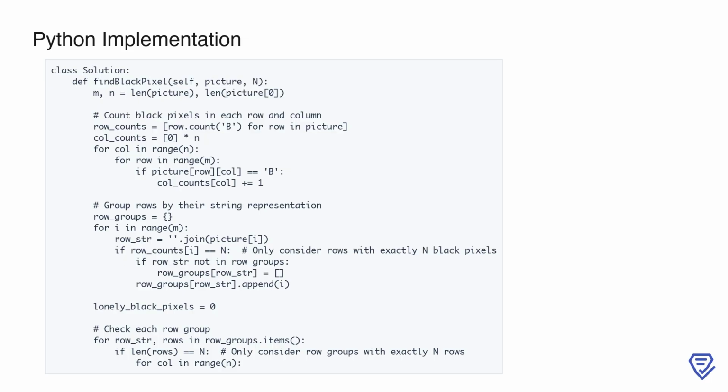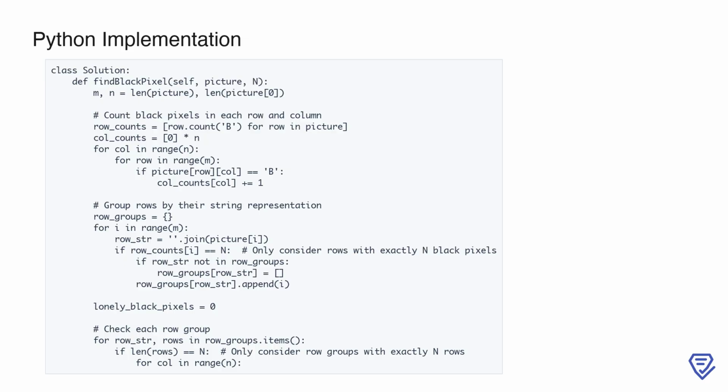First, we determine the dimensions of the picture, storing the number of rows in M and the number of columns in N. Next, we calculate the number of black pixels in each row using a list comprehension, storing these counts in the row_counts list. Additionally, we initialize a col_counts list to track the number of black pixels in each column. Using nested loops, we iterate through each column and row, incrementing the corresponding column count whenever we encounter a black pixel. Afterward, we group rows by their string representation to identify rows with exactly n black pixels.